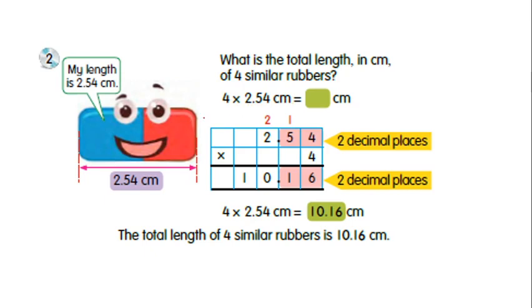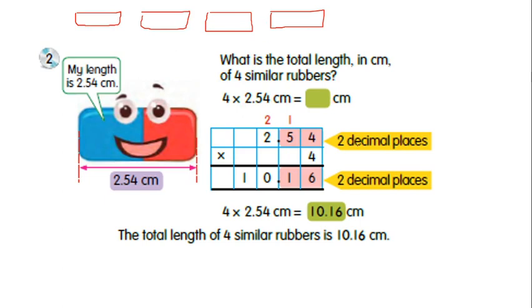So 4 times 2.54 cm. Okay, to visualize this one, this question means that there are 4 rubbers. Okay, 4 times, maksudnya ada 4 kali. So ada 4 kali, maksudnya ada satu pemadam, ada 1, 2, 3, 4. So there are 4 times. Okay, so 4 rubbers, 4 similar rubbers. So 4 times 2.54 cm.